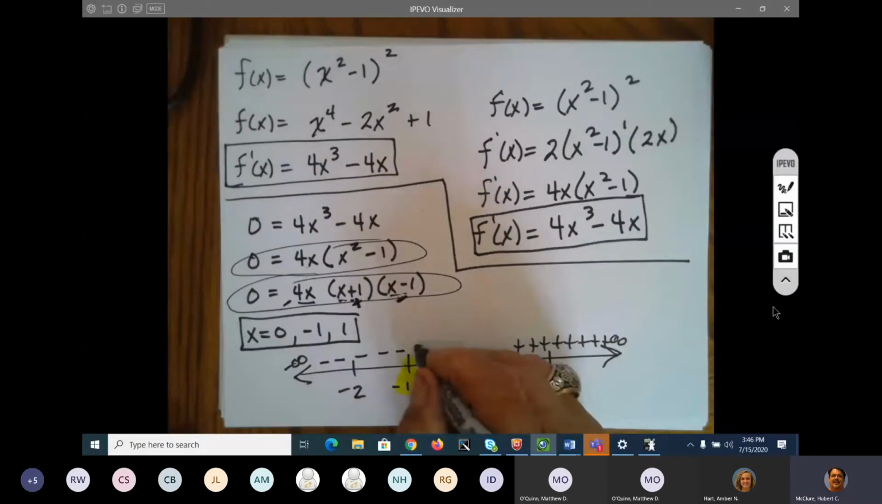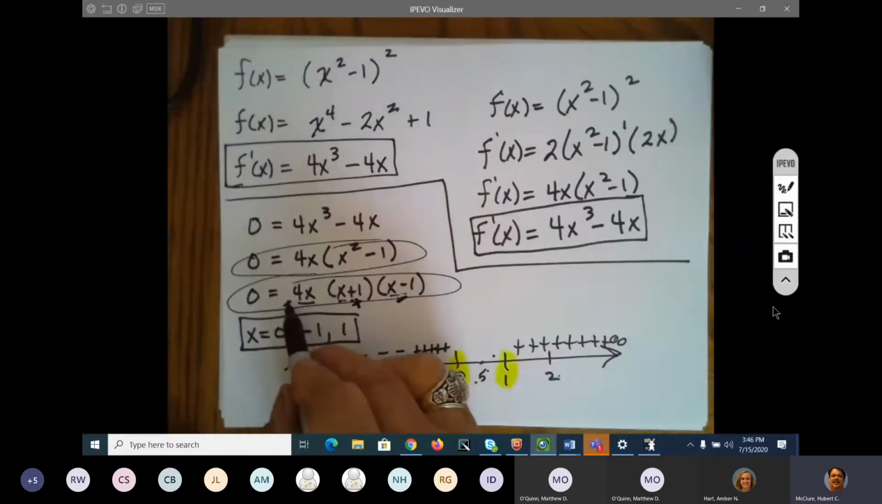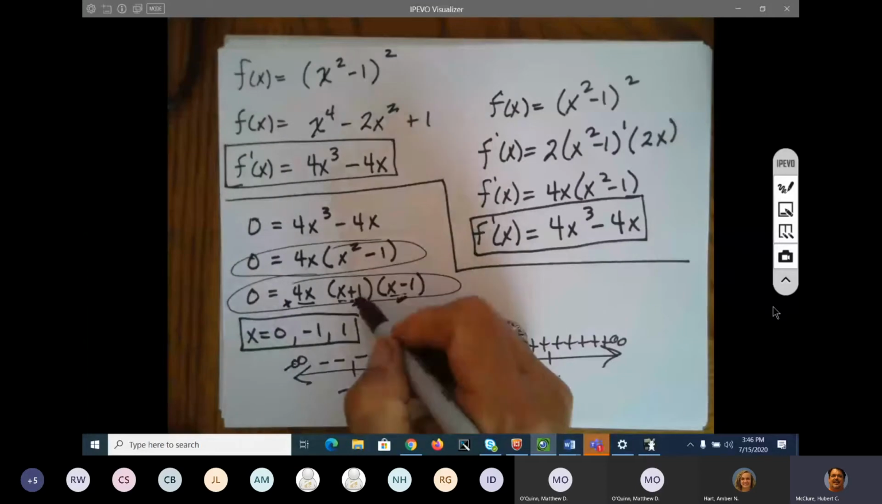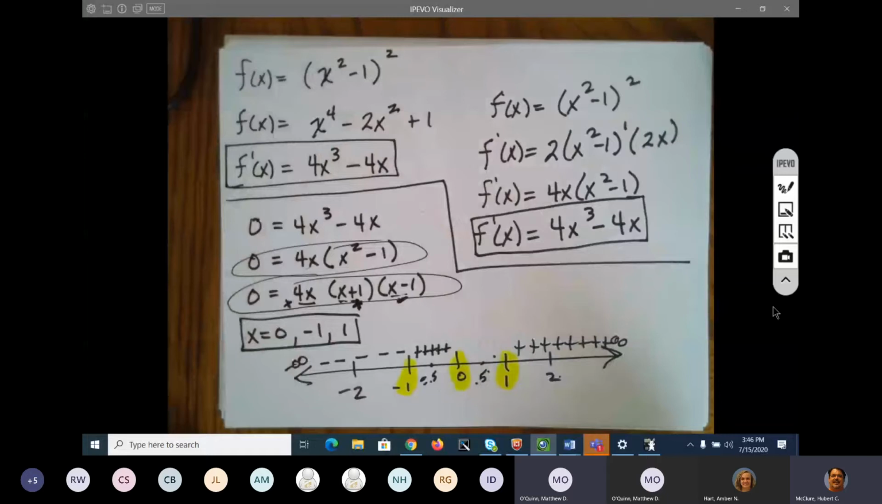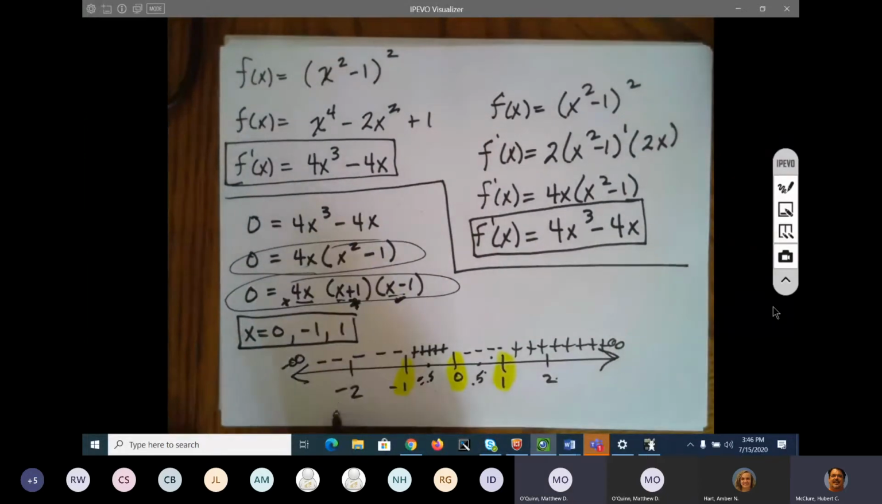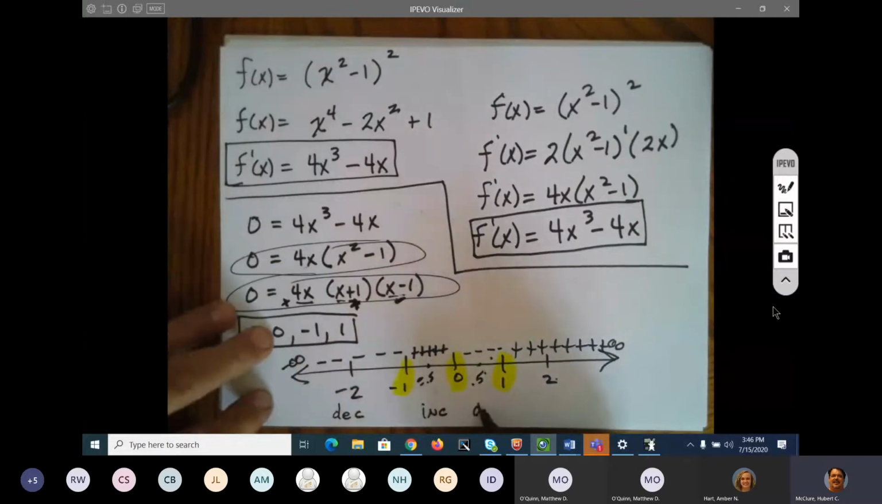And 0.5 is going to give me a positive here. 0.5 is going to give me a positive here. And 0.5 is going to give me a negative here. Positive times a negative, negative. So we know we're decreasing here, increasing, decreasing, and increasing.